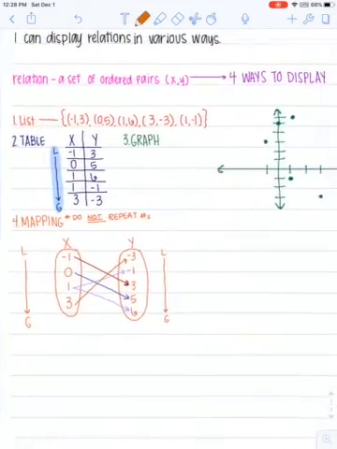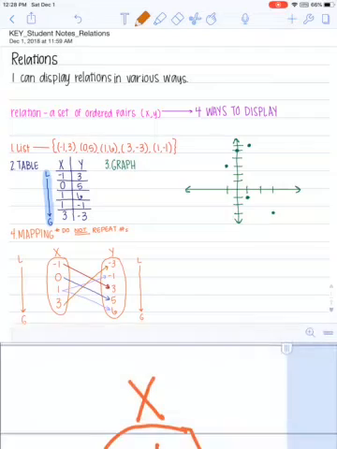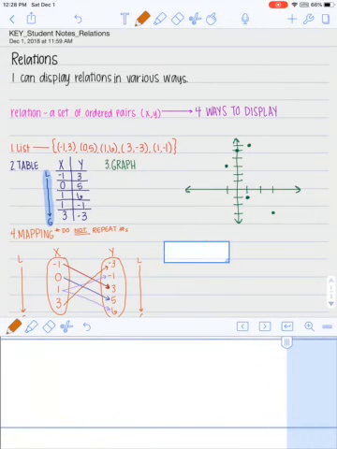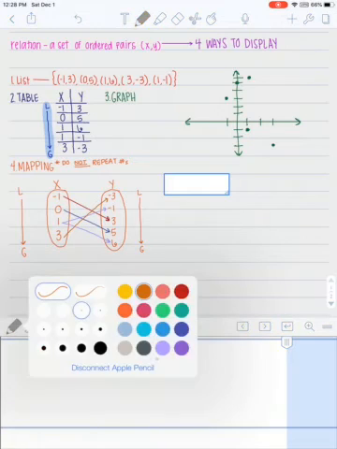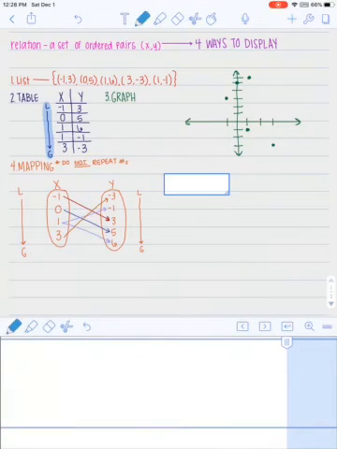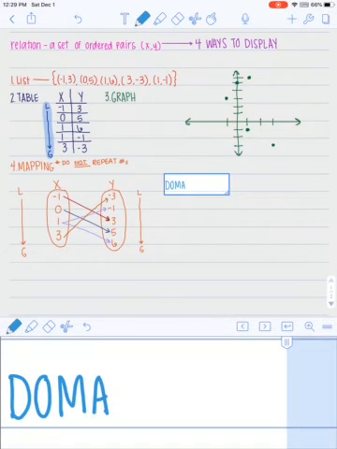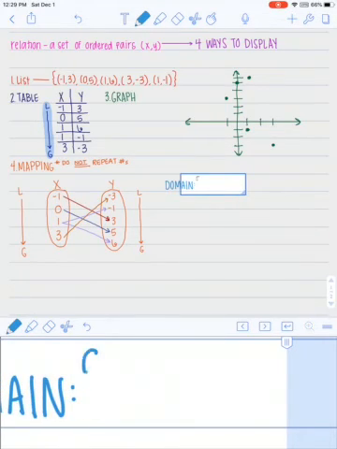What you do with this mapping information then is create your domain and your range for the relation. So you've heard these words before, but let's review. So, domain describes all x values in a relation. So domain, all x values of a relation.